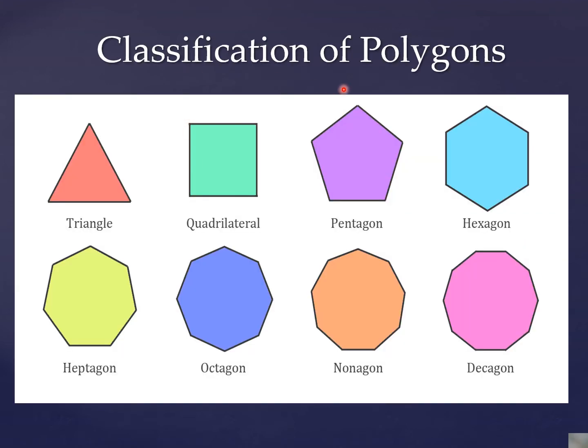This is the classification of polygons. So now you can see there are different types of polygons, and they are named according to the number of sides they have. Like a triangle has 3 sides. A quadrilateral, 4 sides. Pentagon, 5 sides. Hexagon, 6 sides. Heptagon, 7 sides. Octagon, 8 sides. Nonagon, 9 sides. And a decagon, which has 10 sides.